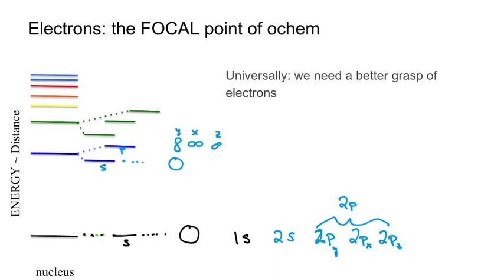Let's say I can only place one in each. Let's just start with that. I place one here, I have 2s1. I can reference the number of electrons within it. 2s1, I can only reference the number of electrons in it. If I have 2p, what numbers could I put?